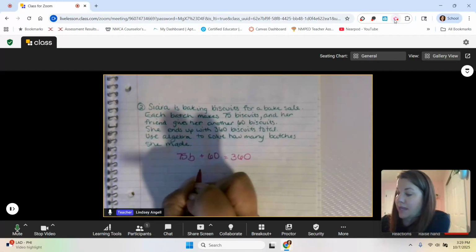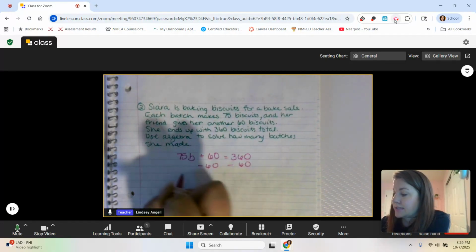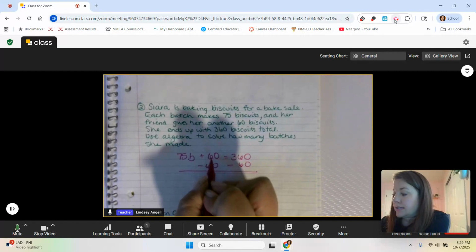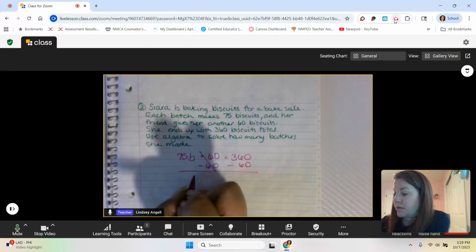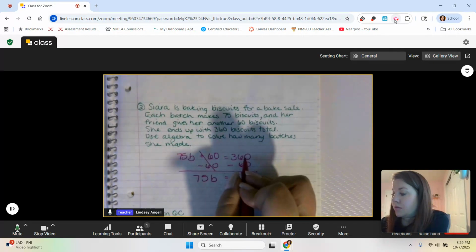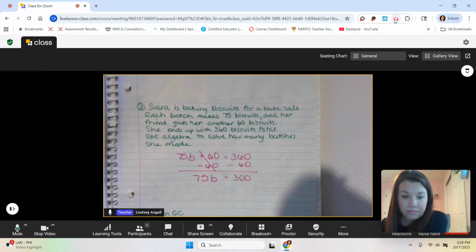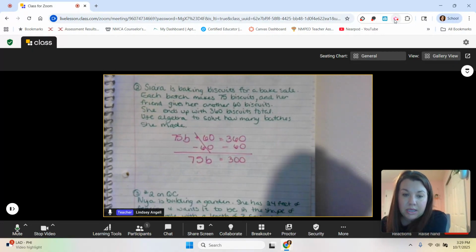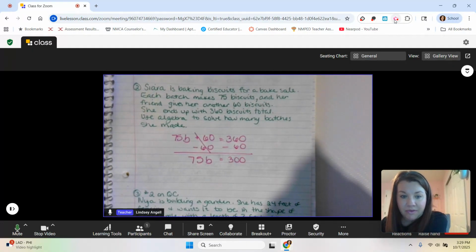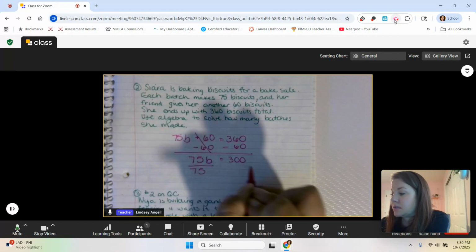Right now we're adding 60. To get rid of it, we're going to subtract 60. 60 minus 60 is 0, so on the left we are left with 75b. 360 minus 60 is 300. Okay? Right now I'm multiplying by 75. In order to get rid of that and get the variable by itself, I'm going to do the opposite, which is division.